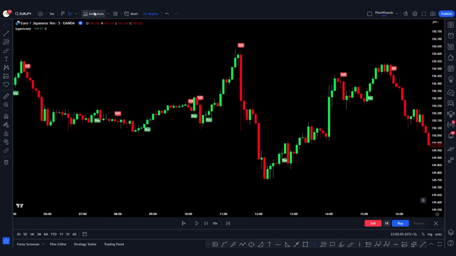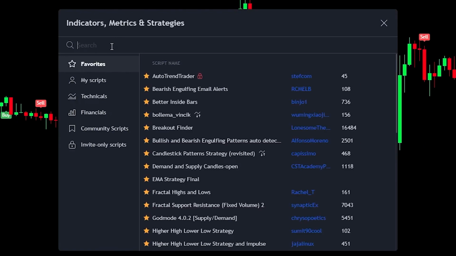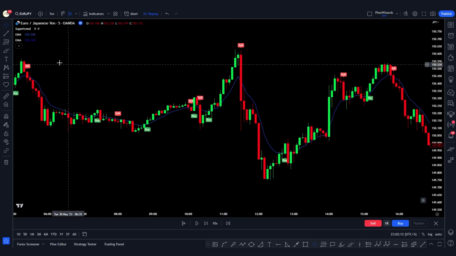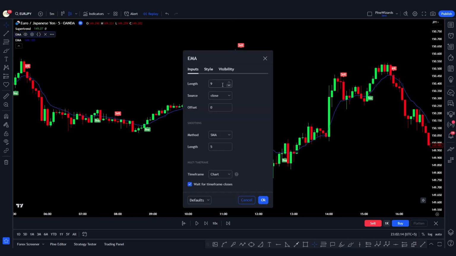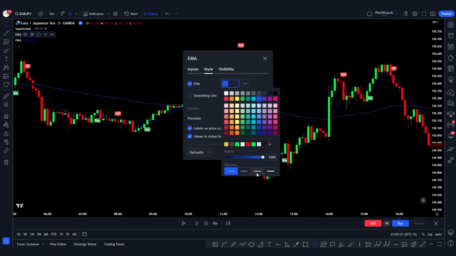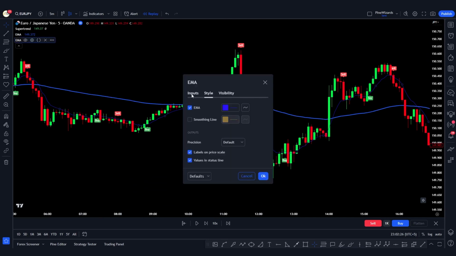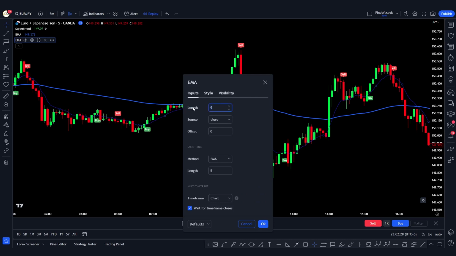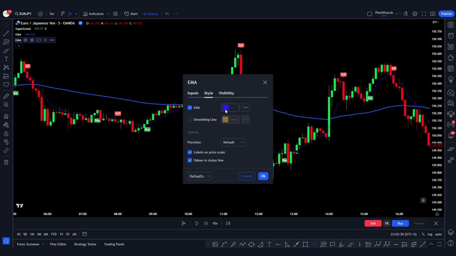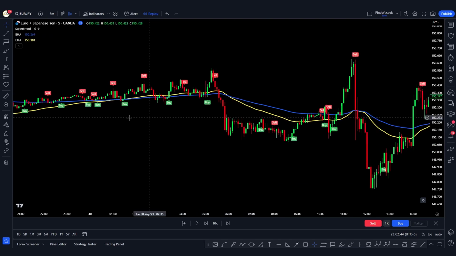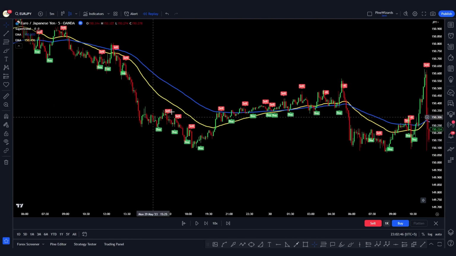So we're gonna go towards the indicator tab again, and here we're gonna search for exponential moving average, or EMA, and we're gonna add this twice to the chart. Now once the EMA is added, let's go towards the EMA settings, and here we're gonna change its period from 9 to 100, and also we're gonna increase its thickness and hit OK. Now let's go towards the EMA2 settings, and here we're going to change its length from 9 to 50, and also we're going to increase its thickness and change its color.